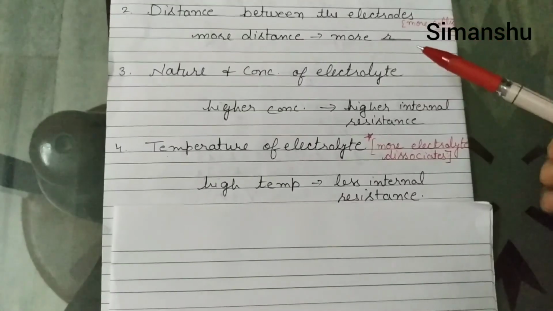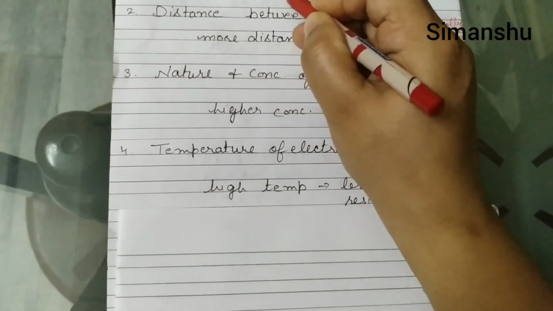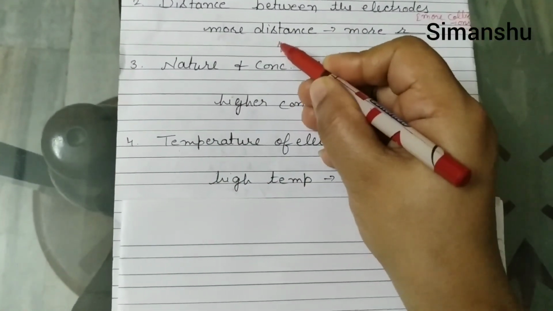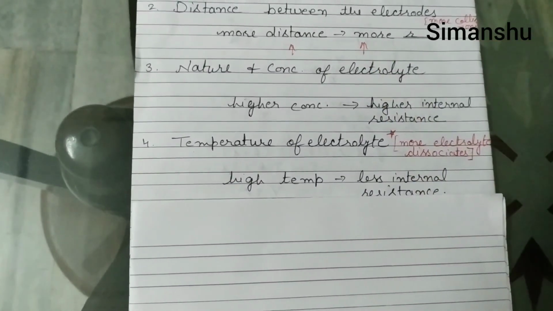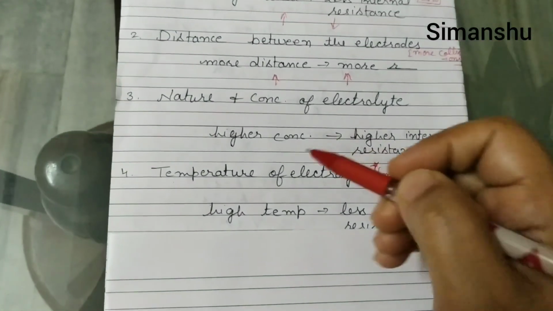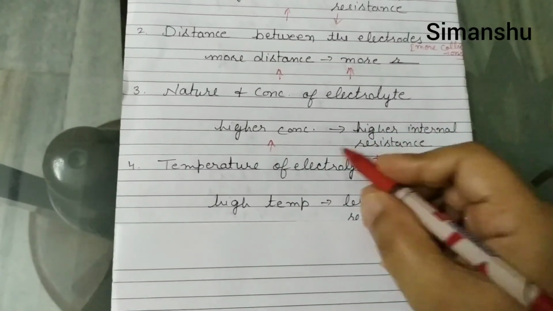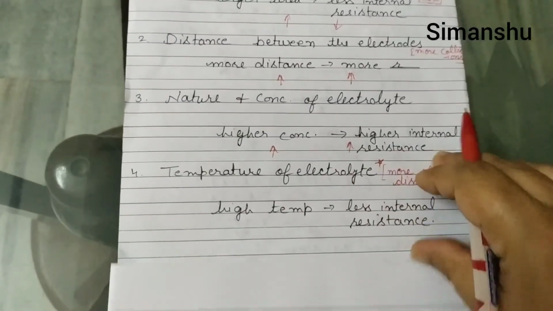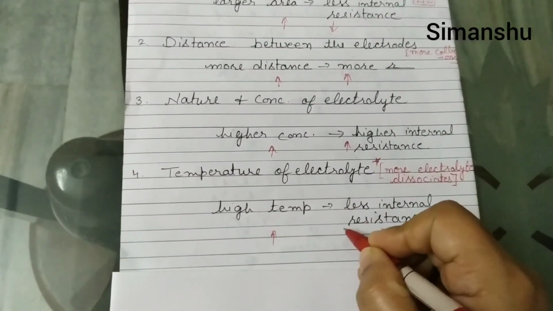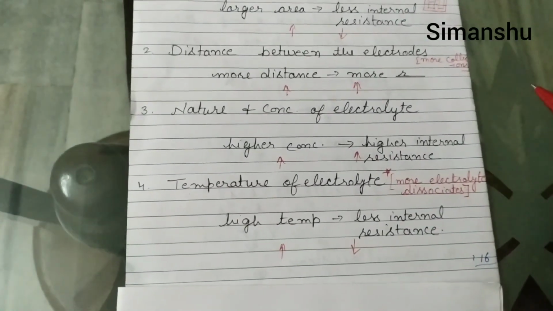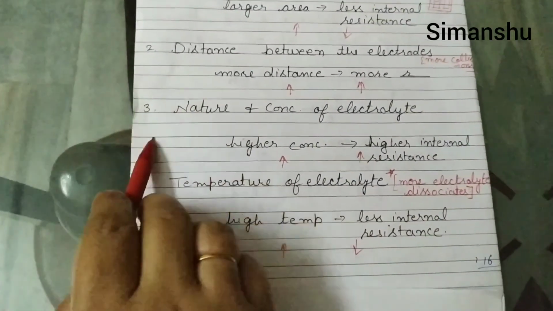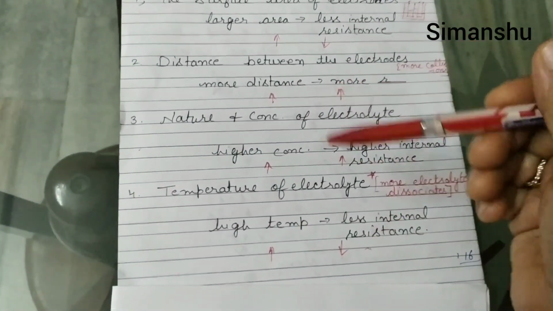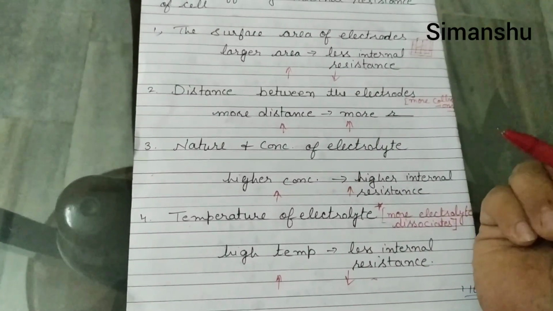So let us conclude once again. The larger the area, the lesser the resistance. The more the distance between electrodes, the more the internal resistance. The higher the concentration, the higher the internal resistance. The higher the temperature, the lesser the resistance. You can see the second and third points show direct relation, while the first and fourth points show inverse relation. Hope it is clear to you. Thanks to all of you.